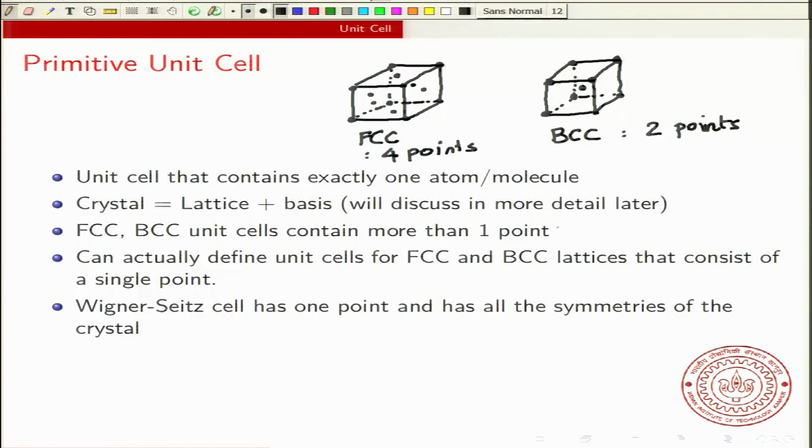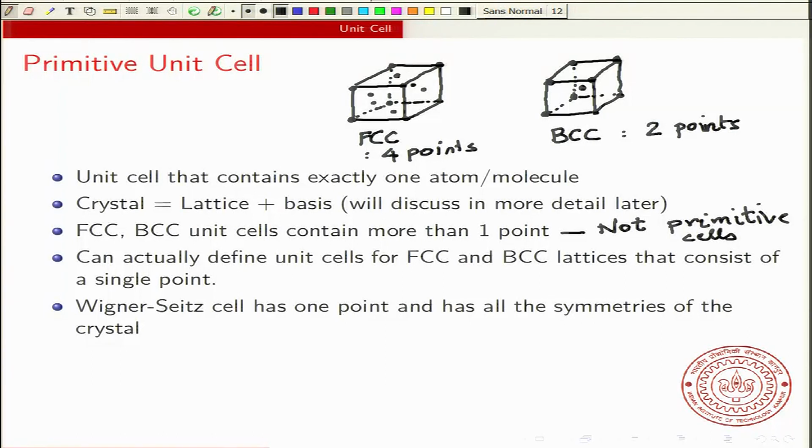Notice that it is the unit cells that are not primitive. Now, the question is, suppose you have an FCC lattice, is it possible to define a unit cell for an FCC lattice that has exactly 1 point? And the answer is yes.